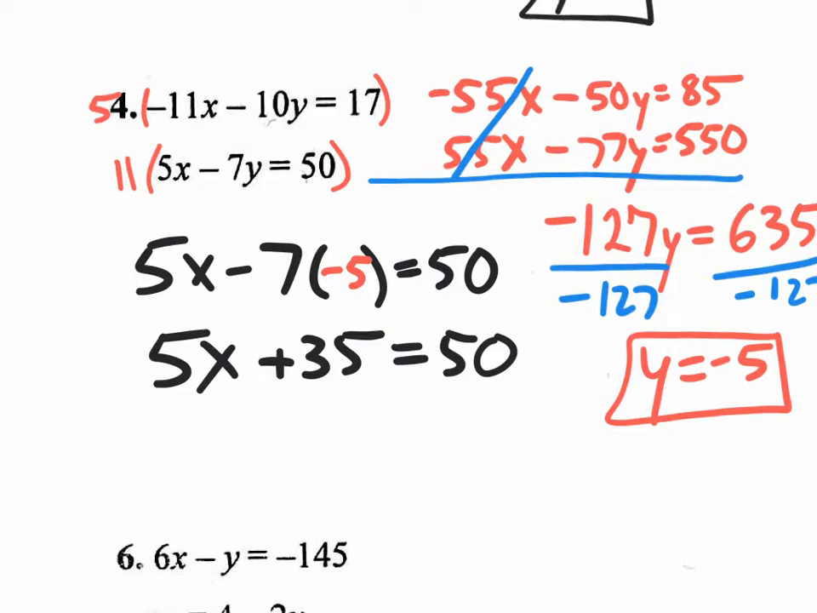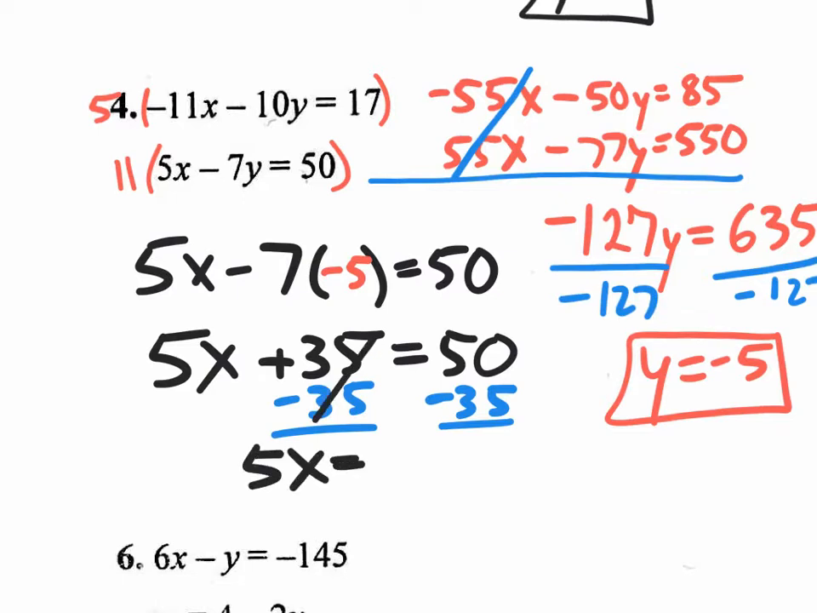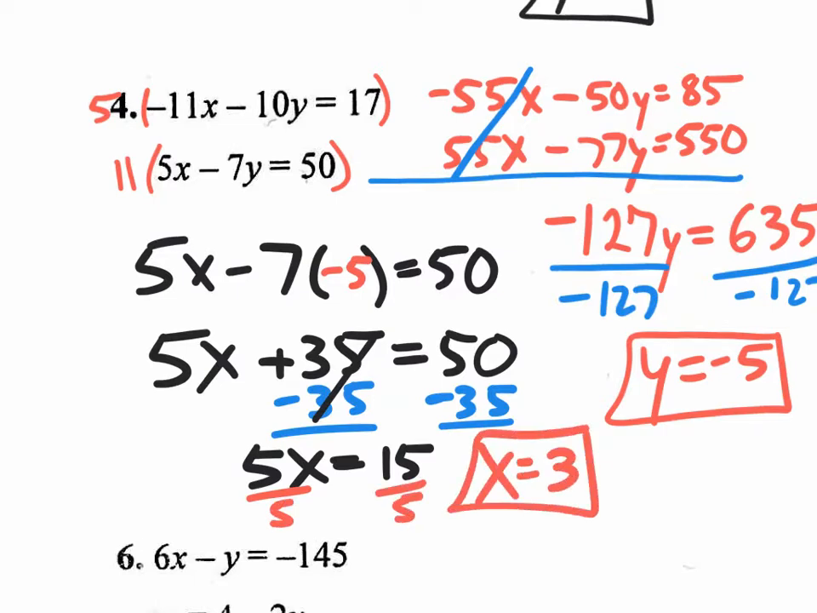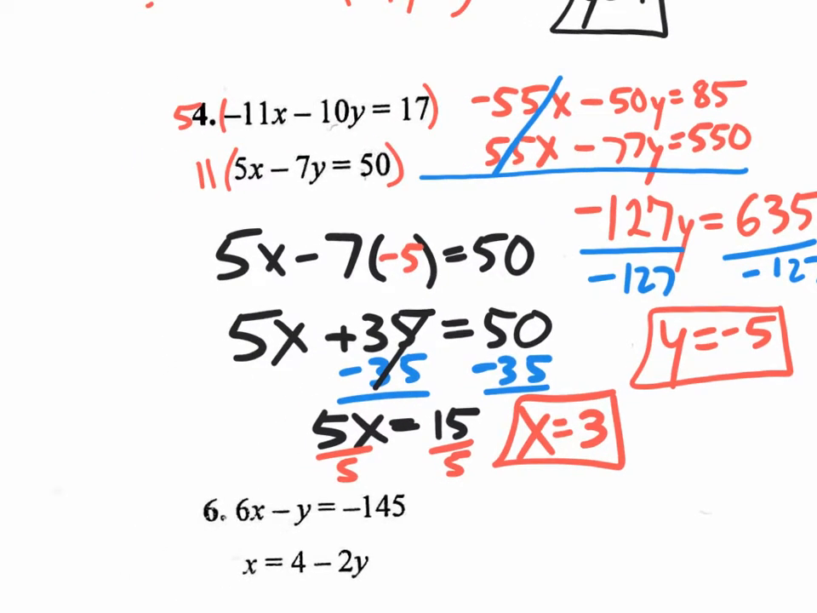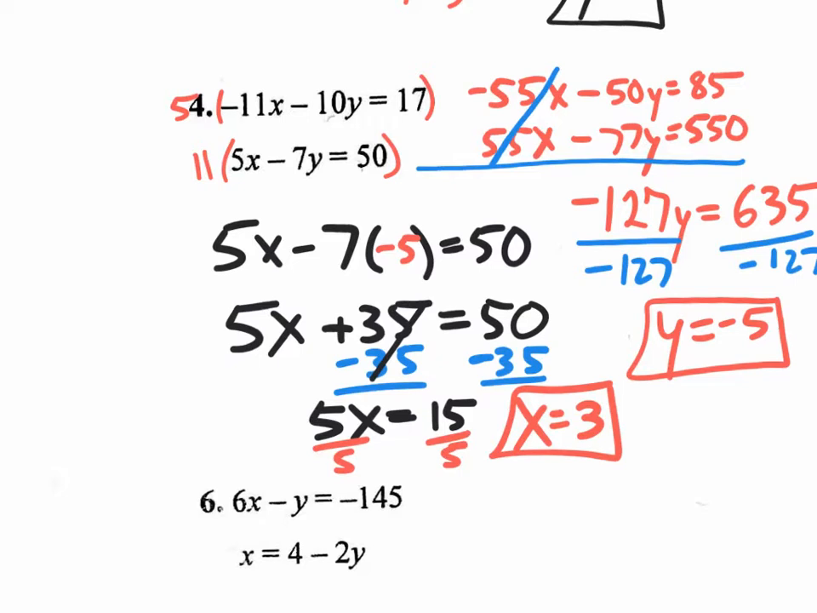So all I need to do now is solve. I'm going to subtract 35 on both sides. I'm going to get 5x equals 15. Final step would be to divide both sides by 5. I will get x equals 3. So our answer to this question, number 4, is going to be the coordinate 3, comma, negative 5.